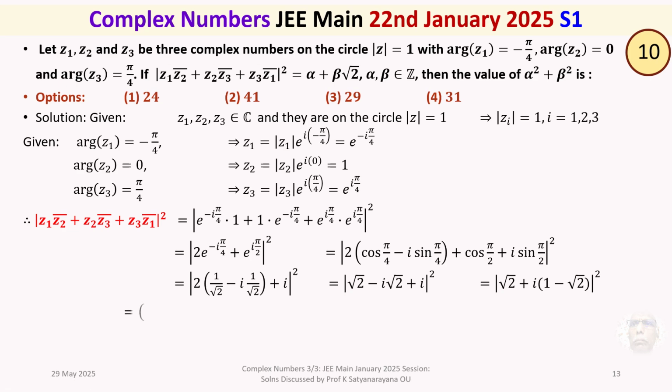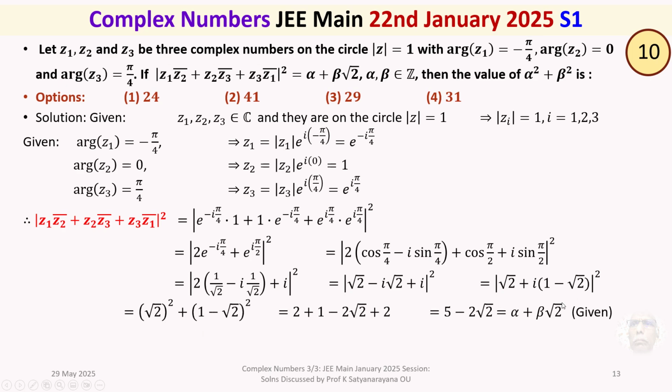Now squaring this complex number's modulus, that will be (√2)² + (1 - √2)². (√2)² is 2. (1 - √2)² is 1 - 2√2 + 2. Simplifying, we will get 5 - 2√2. This is given to be α + β√2. Thus, α is equal to 5, β is equal to -2. Therefore, α² + β² will be, α² is 25, β² is plus 4, that is 29.